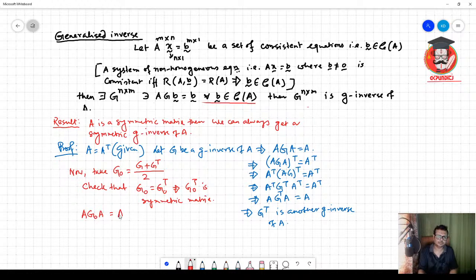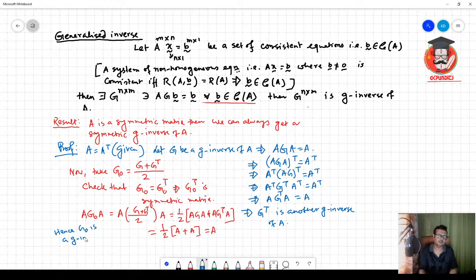So A G naught A means A times (G plus G transpose) by 2 times A. This is equal to (AGA plus A G transpose A) by 2. Since both G and G transpose are G inverses of A, this should be (A plus A) by 2, equal to A. Hence G naught is a G inverse of A, hence proved.